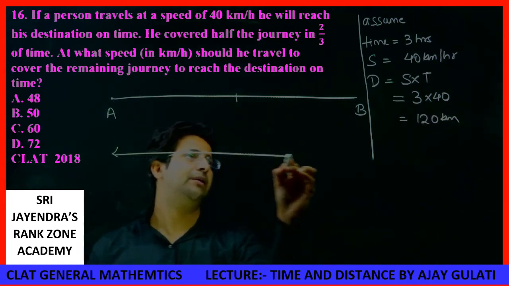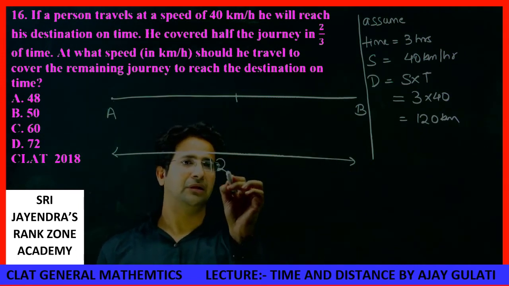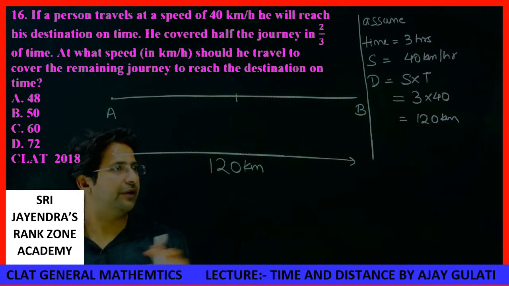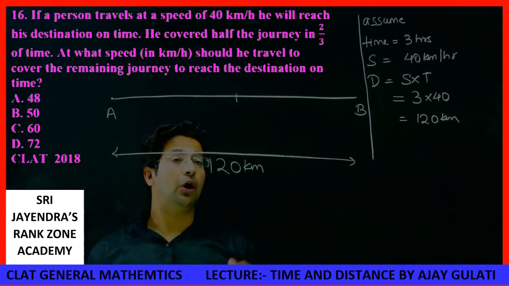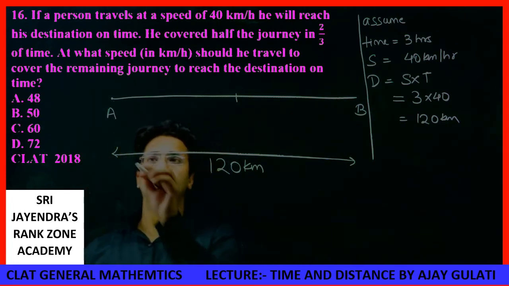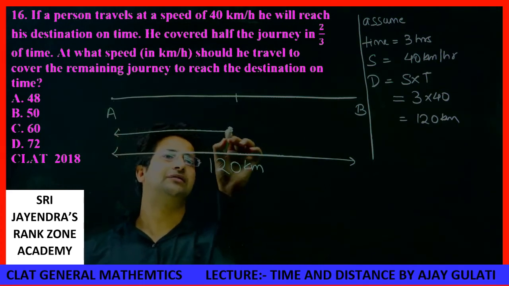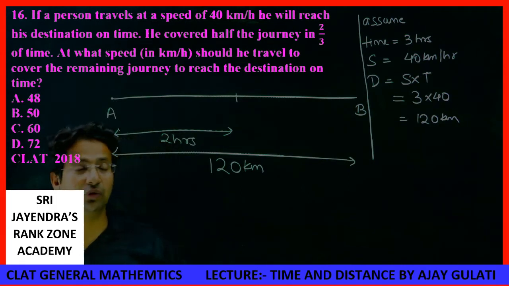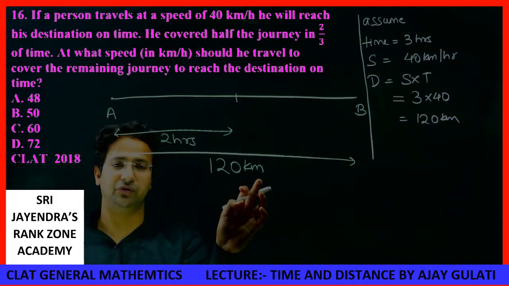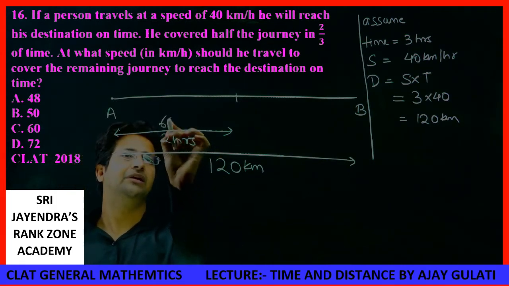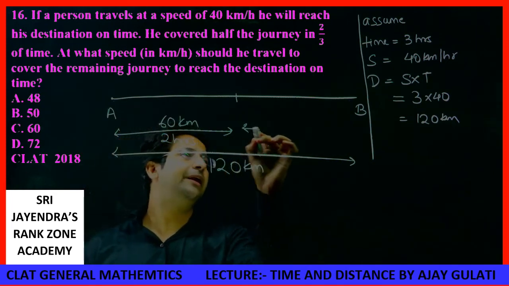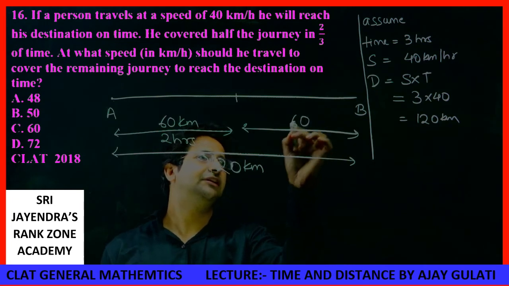From here to here, this distance was 120 km. This makes sense to everyone? Yes, it makes sense. Now we are told in two-third time. Two-third time means how much? 2 hours. In 2 hours he covers only half the distance. If this 120 is the full distance, half distance will be 60 kilometer. Now this remaining distance is again 60 kilometer.